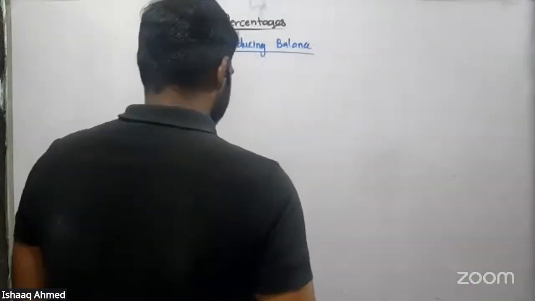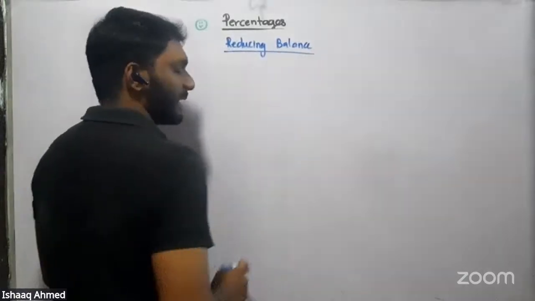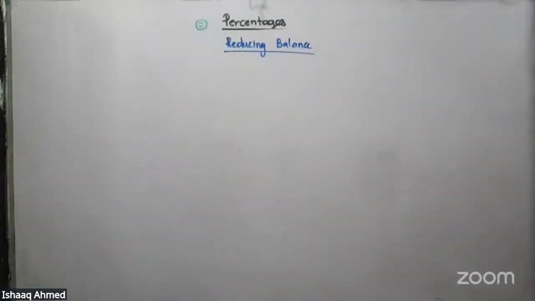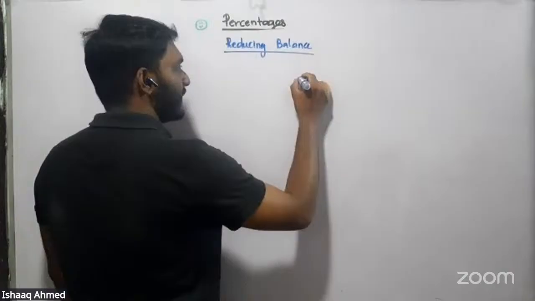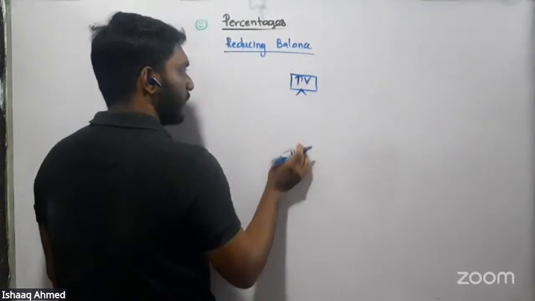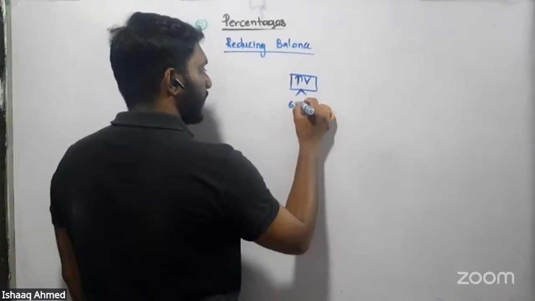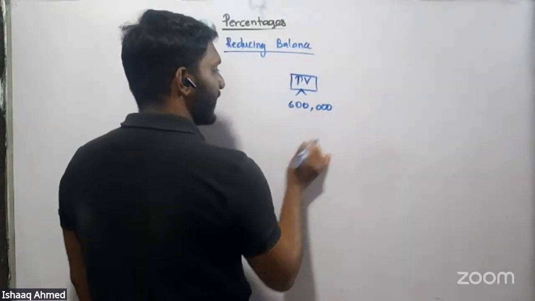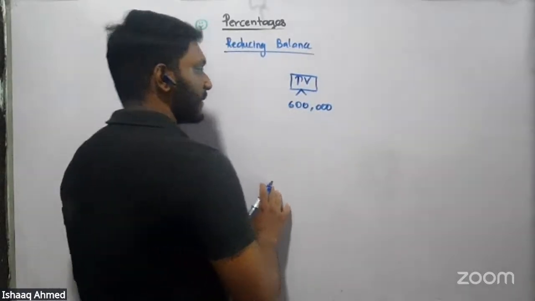Reducing balance means it's a way of calculating interest. So, for example, this is usually calculated when you buy things in installment. When you buy things in installment, that's when reducing balance is usually calculated. Say, for example, there is a TV. The price of the TV is, let's say, 600,000. TVs are very expensive nowadays.